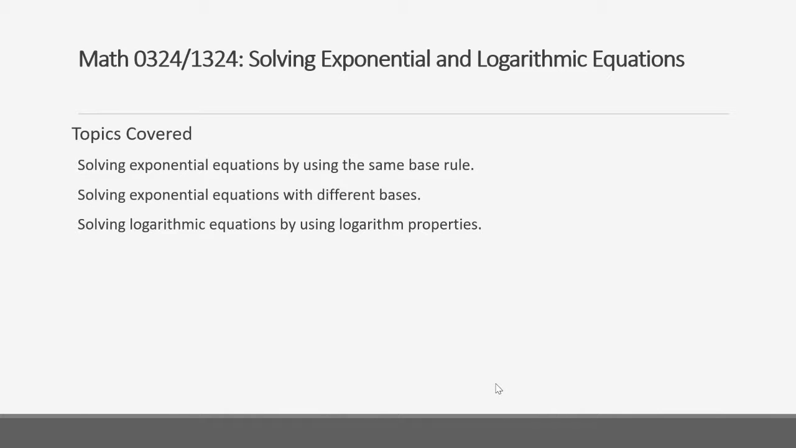There are only 3 topics that I'm going to cover today. I have about 10 slides to show you with examples and the things that you need to know before we get started. Today's topics are solving exponential equations by using the same base rules. For that, you're going to have to know what we learned in the past, and I have the material that you should know, so we can actually solve those. The second one, we're going to be solving exponential equations with different bases. And lastly, we're going to be solving logarithmic equations by using logarithmic properties.